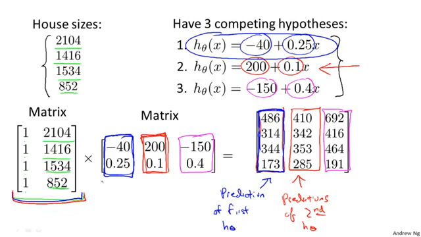But it turns out that by constructing these two matrices, what you can therefore do is very quickly apply all 3 hypotheses to all 4 house sizes to get all 12 predicted prices output by your 3 hypotheses on your 4 houses. So with just one matrix multiplication step, you manage to make 12 predictions.